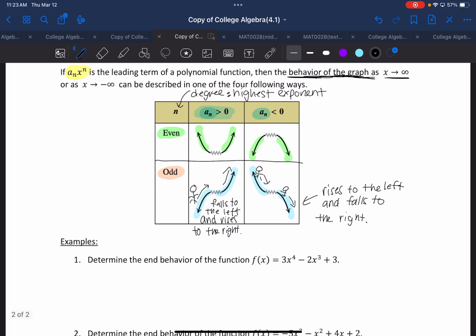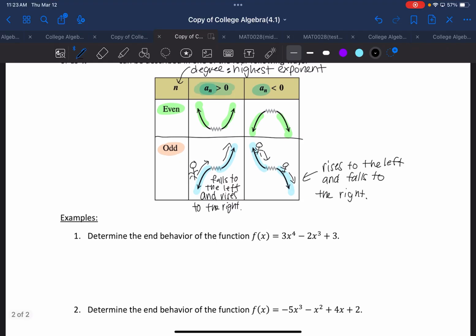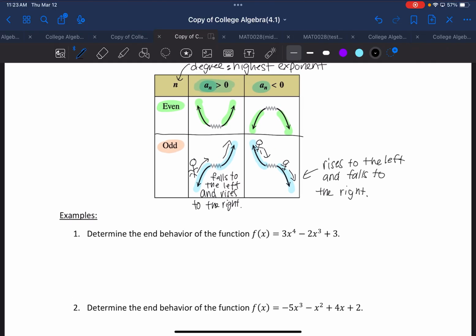Okay, so the first example. On Pearson, they can ask you these questions. They can either just have you describe them with words, and they'll give you multiple choice, or they can give you multiple choice of graphs and you choose the graph that has the correct end behavior. So it can be either one, and I'm going to do both on these examples. I'm going to draw it for you.